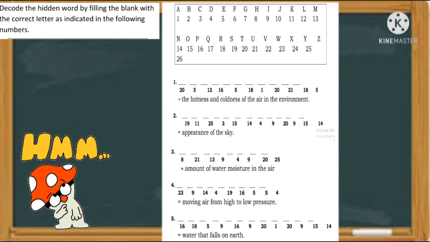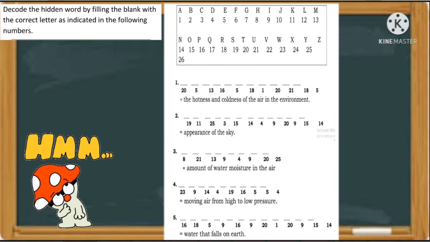Its description is the hotness and coldness of the air in the environment. Number 2, let me proceed directly to the description. Blank is the appearance of the sky. Number 3 is the amount of water, moisture in the air. Number 4, moving air from high to low pressure. And number 5, water that falls on earth. Your timer starts now.